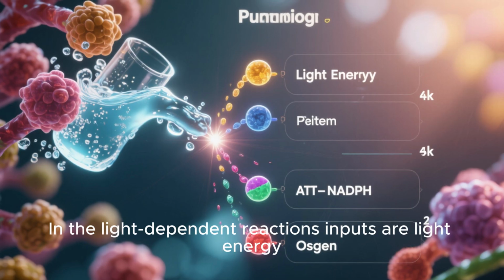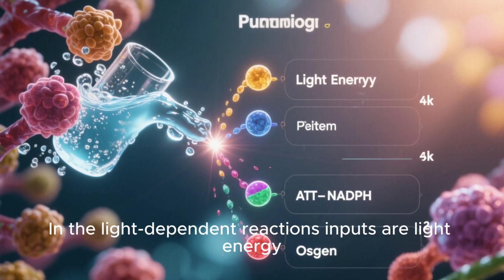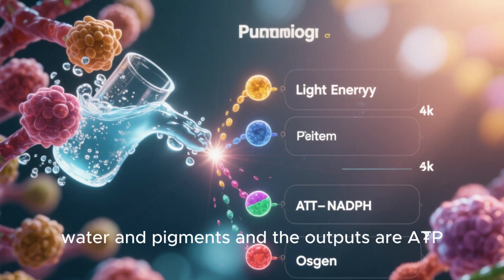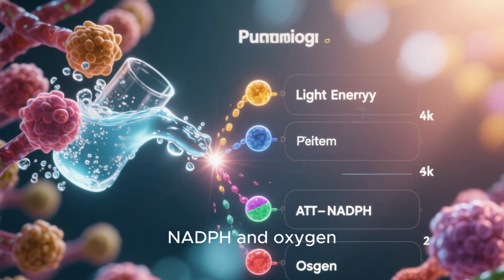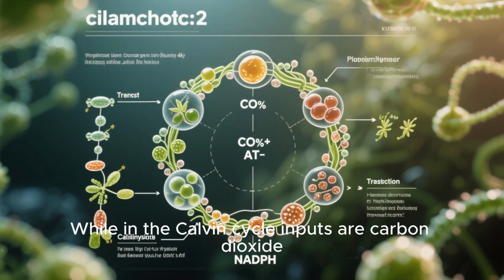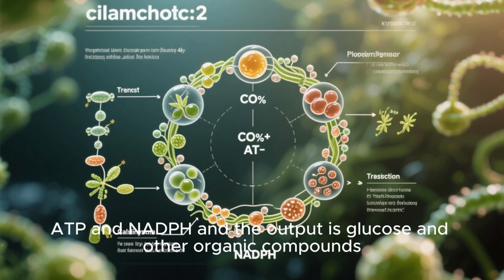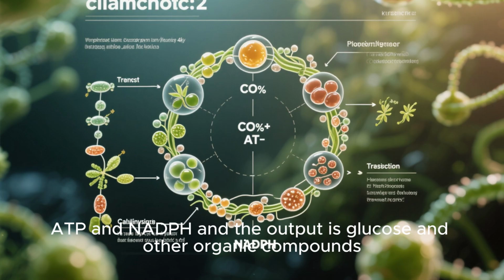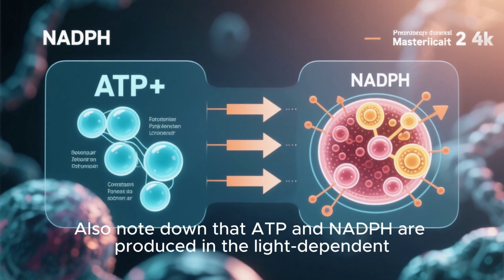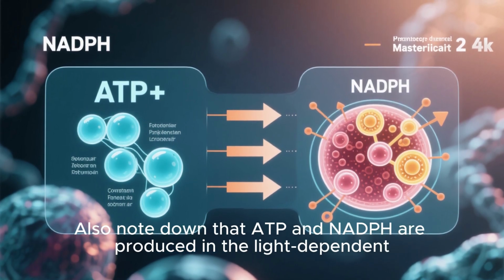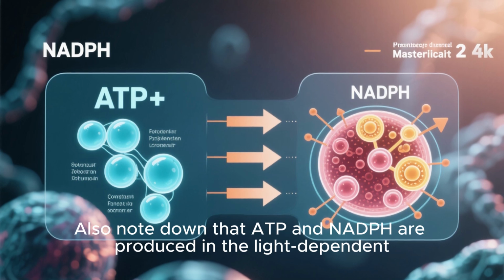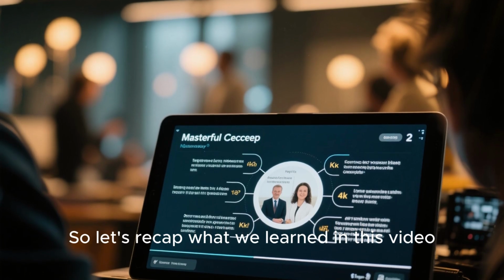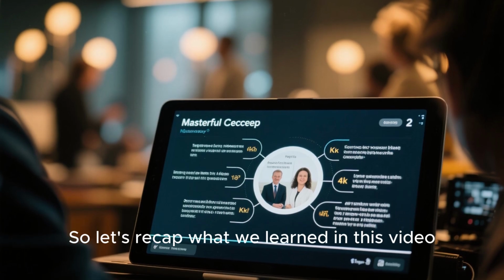So let's summarize the inputs and outputs of these reactions. In the light-dependent reactions, inputs are light energy, water, and pigments, and the outputs are ATP, NADPH, and oxygen. While in the Calvin cycle, inputs are carbon dioxide, ATP, and NADPH, and the output is glucose and other organic compounds. Also note down that ATP and NADPH are produced in the light-dependent reactions and consumed in the Calvin cycle. So let's recap what we learned in this video.